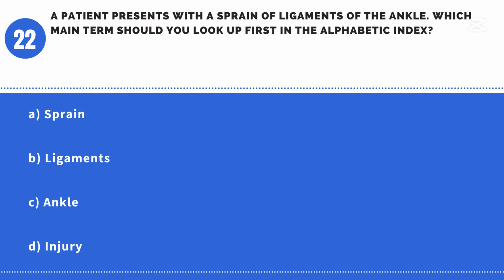Question 22. A patient is diagnosed with a sprain of ligaments of the ankle. Which main term should you look up first in the alphabetic index? A. Sprain. B. Ligaments. C. Ankle. D. Injury.